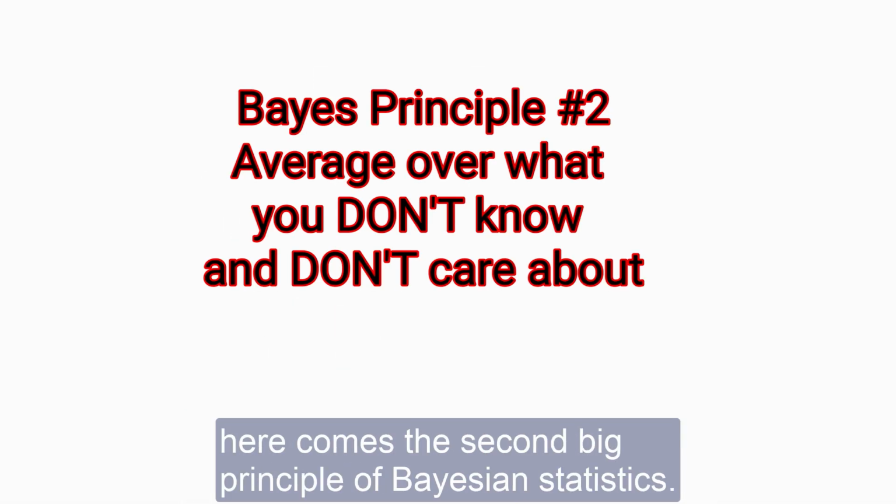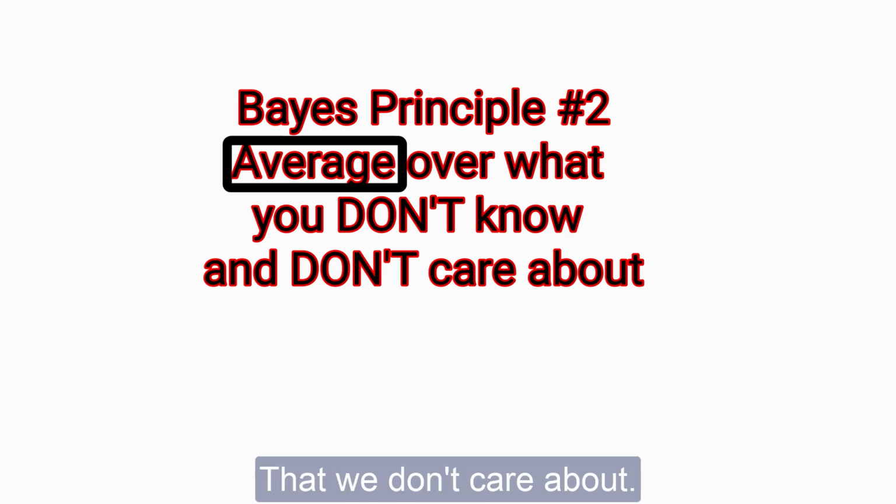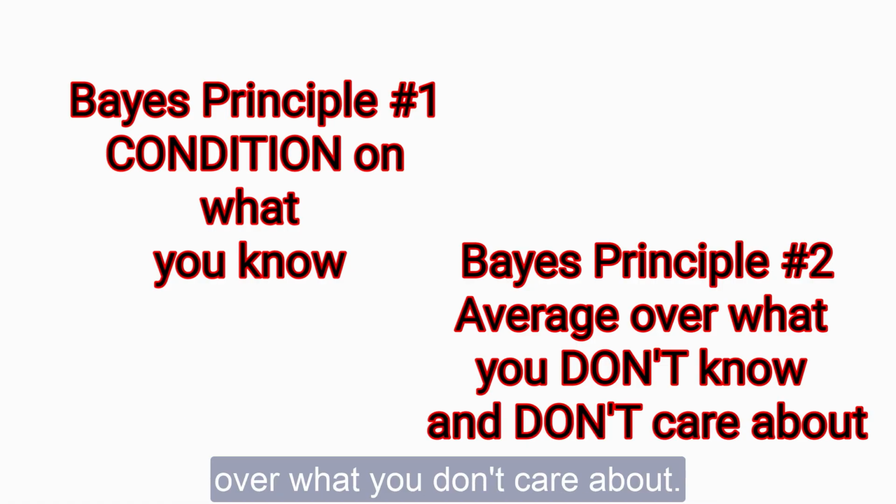Here comes the second big principle of Bayesian statistics. We average over what we don't know, that we don't care about. In the lingo, we marginalize. So condition or subset on what you know, and average or marginalize over what you don't care about. That's it. Now you're a Bayesian.